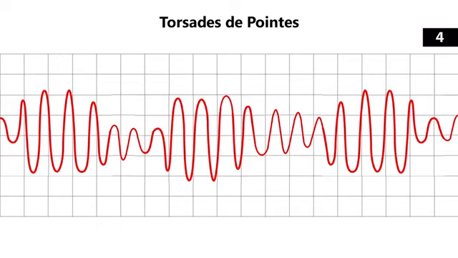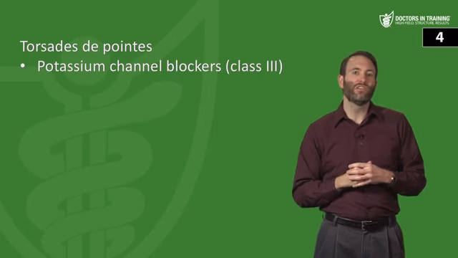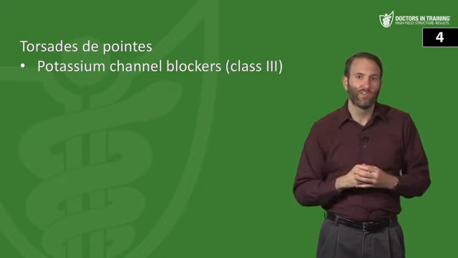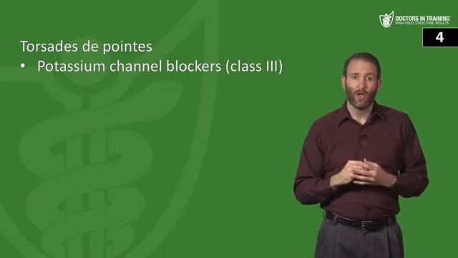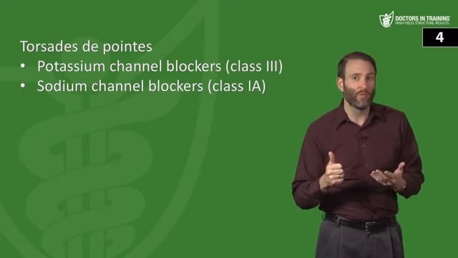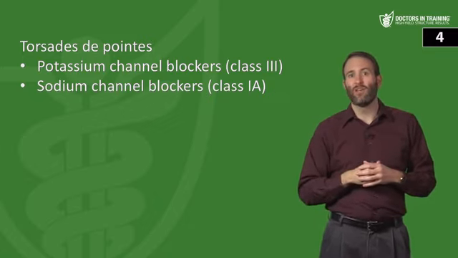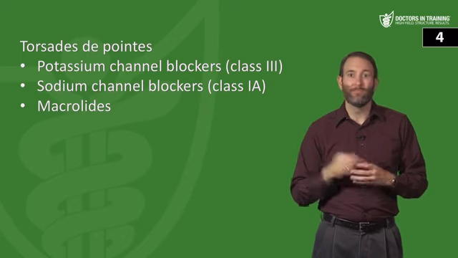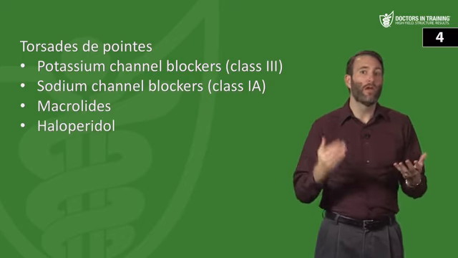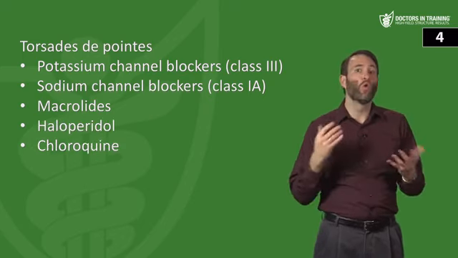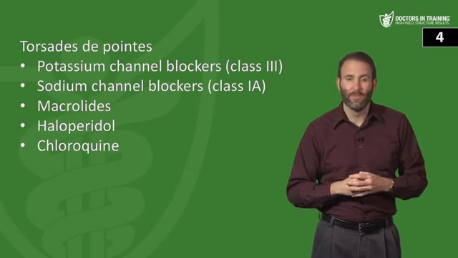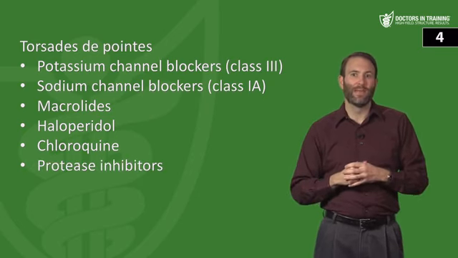Drugs that prolong the QT interval are going to increase the risk of torsades. And so these include the class 3 antiarrhythmics, which are your potassium channel blockers. Also the class 1A antiarrhythmics, which are a category of your sodium channel blockers. Other drugs that prolong the QT interval include the macrolides. Think of haloperidol, which is an antipsychotic, chloroquine, which is an anti-malarial drug, and then the protease inhibitors for HIV.